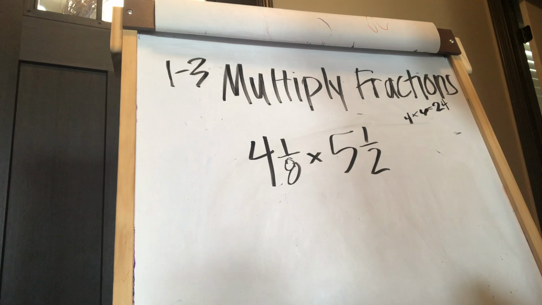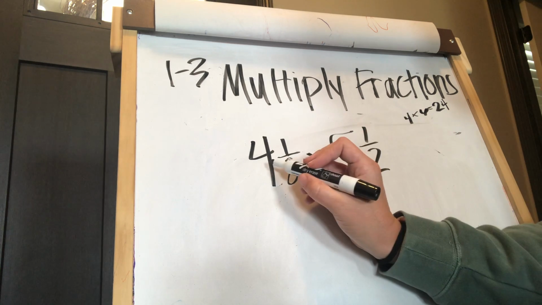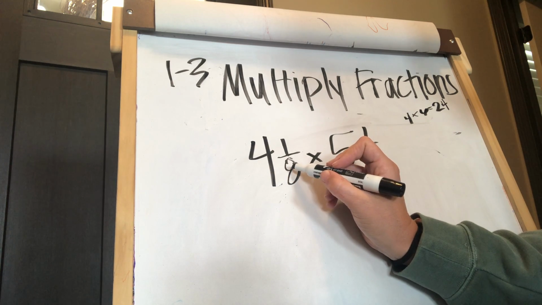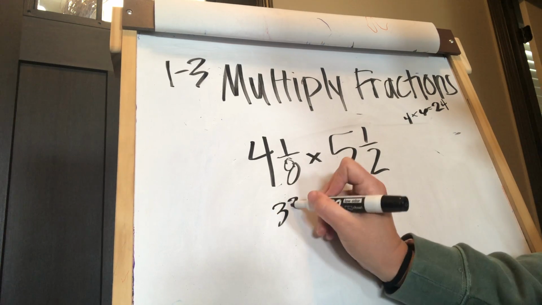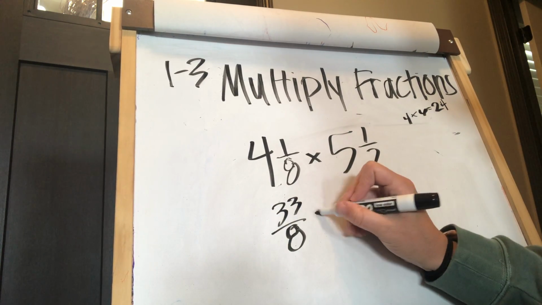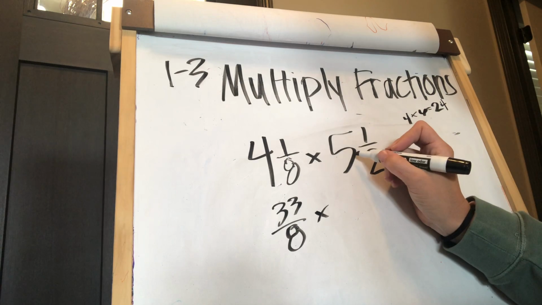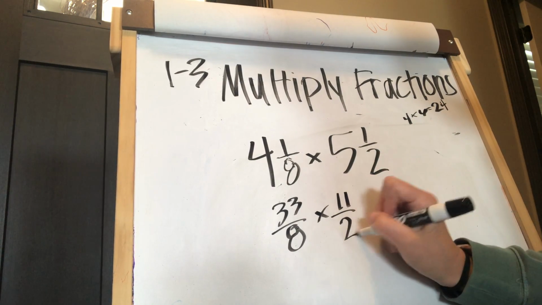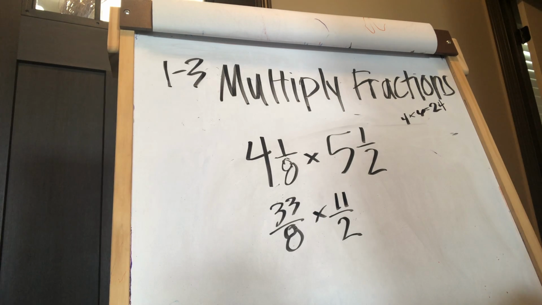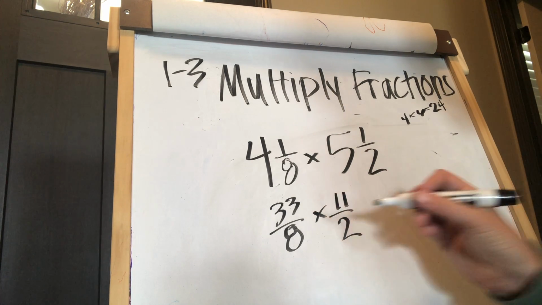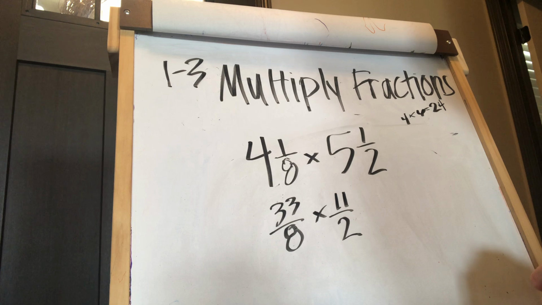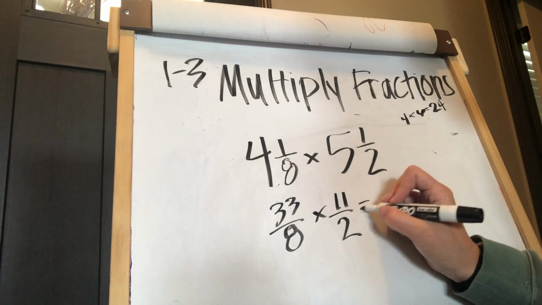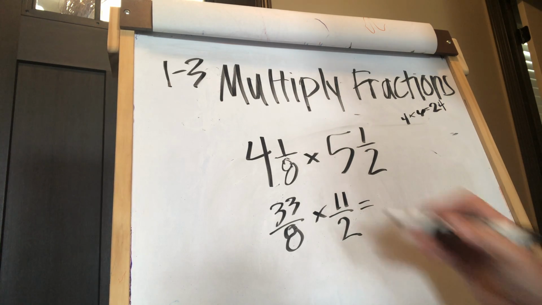First thing that we need to do is change these to improper fractions. So 4 times 8 is 32 plus 1. We have 33 over 8. Then I'm going to multiply it by 5 times 2 plus 1, 11 over 2. All right, now in this case, if we look crossways, we can't simplify those at all. 2 and 33 can't be simplified, and 11 and 8 can't be simplified. So here we need to do some multiplication.